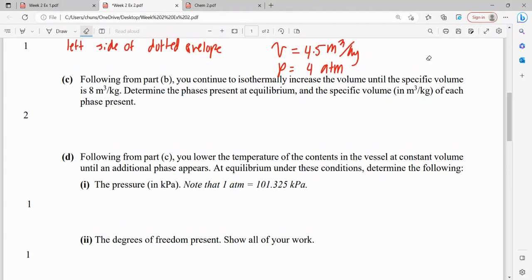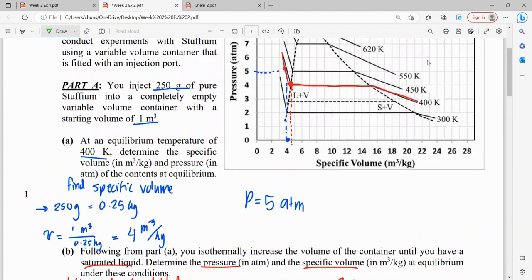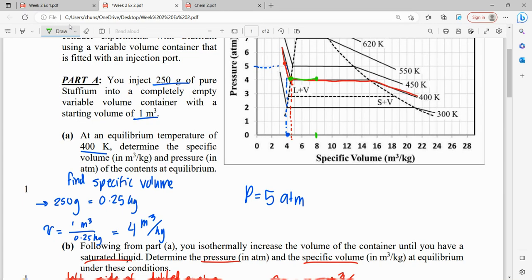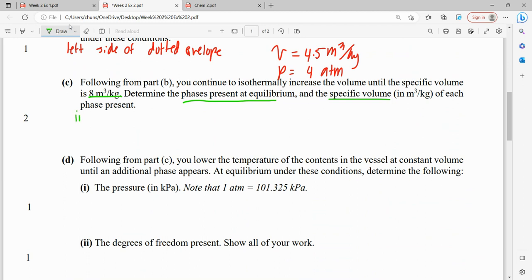Okay, following part B, continue to isothermally increase the volume until specific volume is 8 meters cubed per kilogram. Determine the phases present and the specific volume of each phase present. Okay. So if we're increasing, we are reading that way. So from here, we want to read until we are at 8 specific volume. And now we're inside the envelope. So we can answer the first question.